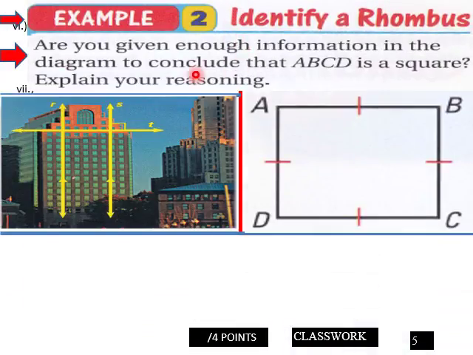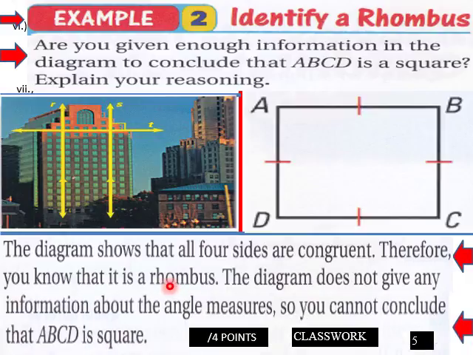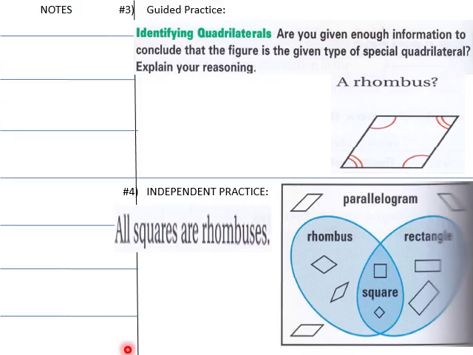Identify a rhombus. So in this situation here, yeah, all sides here are congruent. Therefore, you know it's a rhombus. The diagram does not give any information about the angle measures, so you cannot conclude that it is a square. It doesn't give you that, so you can't really say it's a square.